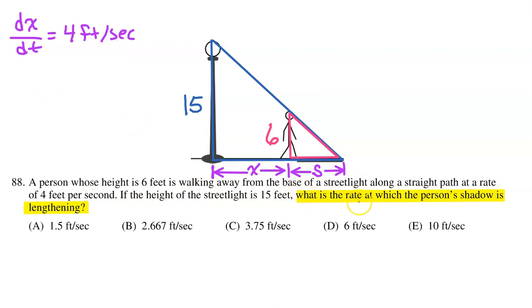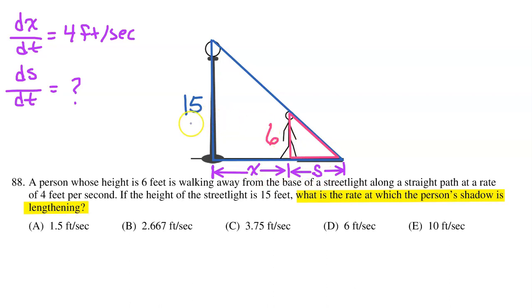We are being asked to find the rate at which the person's shadow is lengthening. So I need a variable to represent the length of the shadow. Let's call it s. So in other words, we need to find ds dt. The red triangle and the blue triangle are similar triangles. We can use this to find a relationship between s and x.